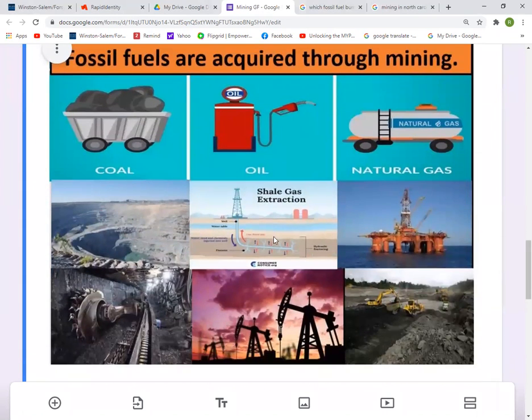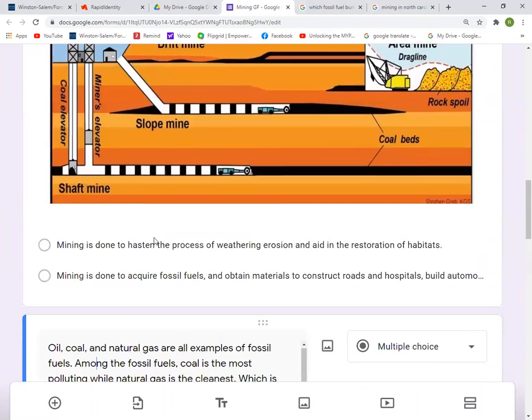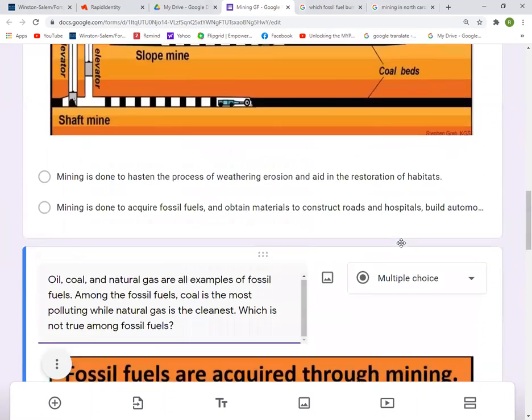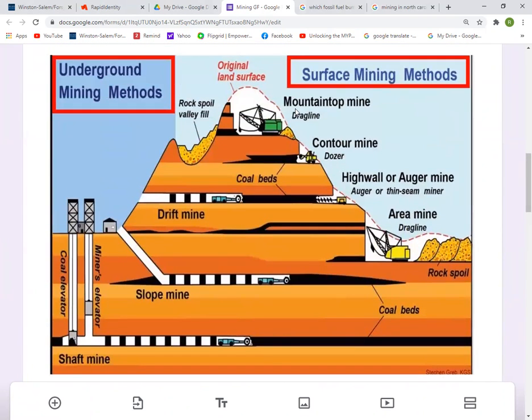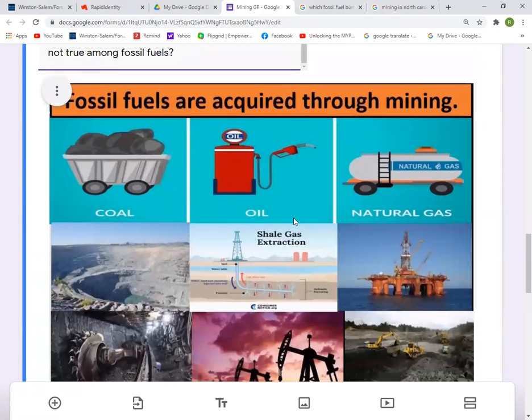All fossil fuels are acquired through mining. For coal, the usual method is what we call surface mining method. And in this case, we call this specifically an open pit mine. So this is how they acquire the coal. In the Appalachians, the most common way to acquire the coal is through mountaintop mining, just like what is shown here in the picture. By the way, these pictures are not mine. I only borrowed them.